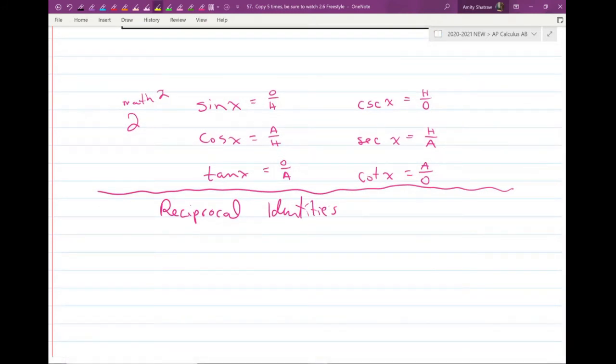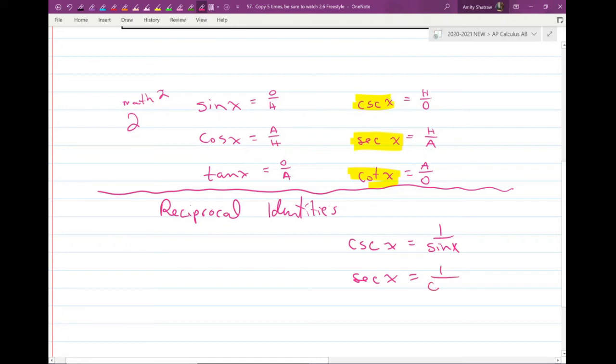Specifically, back in the day, calculators did not have these functions. They didn't actually make calculators that had a button that said cosecant on it, or a button that says secant on it, or a button that says cotangent on it. If you wanted to use a calculator to find cosecant of x, you had to know that it was the same thing as 1 over sine of x. And if you wanted to find secant of x, then you would need to know that that was 1 over cosine of x. And then for cotangent, you would need to know that it was 1 over tangent of x.